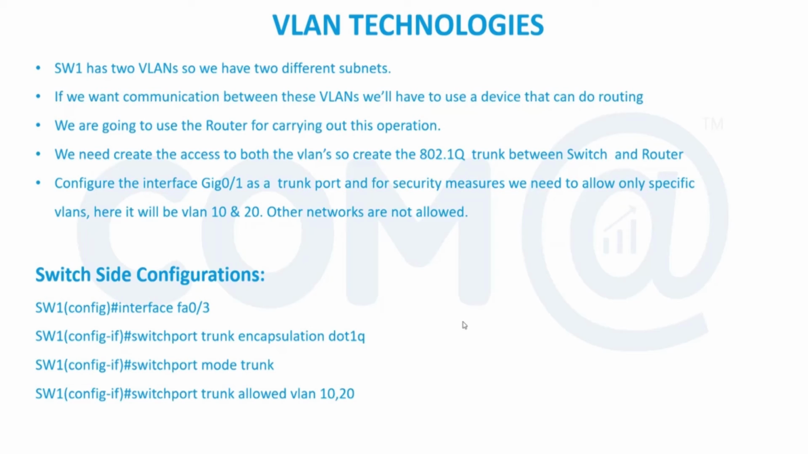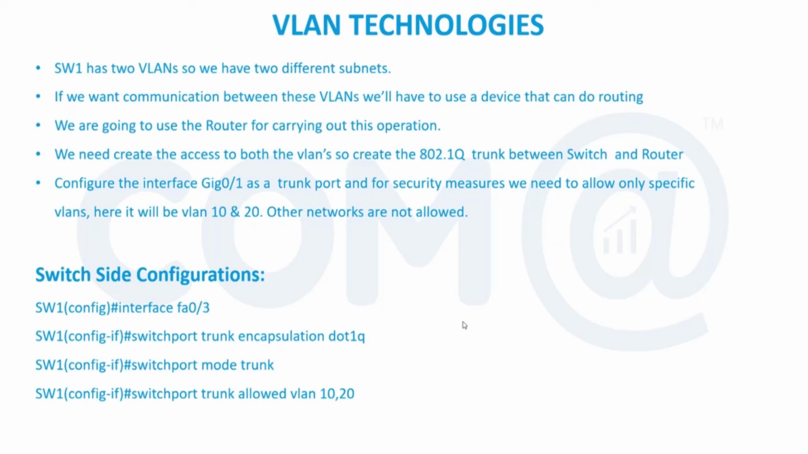Switch 1 has two VLANs, so we have two different subnets. If we want to communicate between these VLANs, we'll have to use a device that can do routing. It can be an L3 router, an L3 switch or a router. That will help you to connect and configure the switching and enable the VLANs for pinging and other data communication. Here in this example, we are going to use the router for carrying out the operation. We need to create the access to both the VLANs.